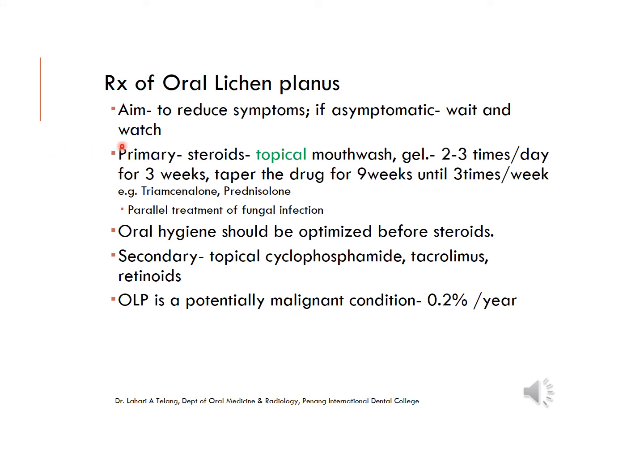Primary treatment of oral lichen planus is steroids. Now, for oral lesions, we would always start with a topical steroid, and depending on the severity, either in the form of a mouthwash or a gel, a minimum of 2 to 3 times a day application for at least 3 weeks. And then you taper the drug for 9 weeks. When we talk about tapering of the drug, I'm taking you back to your pharmacology days, which means that steroid can cause changes to the adrenocortical complex.